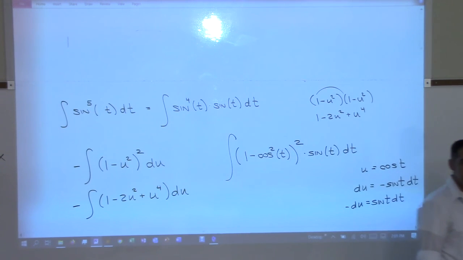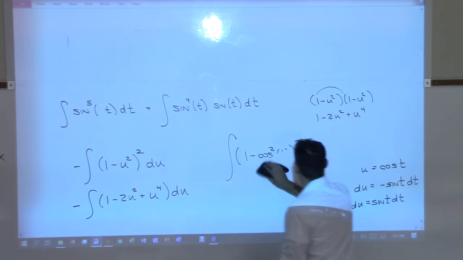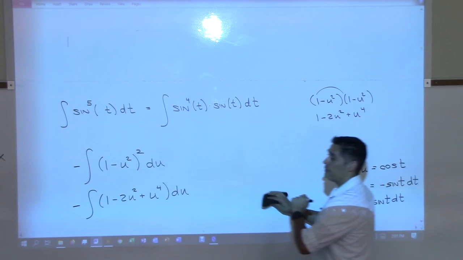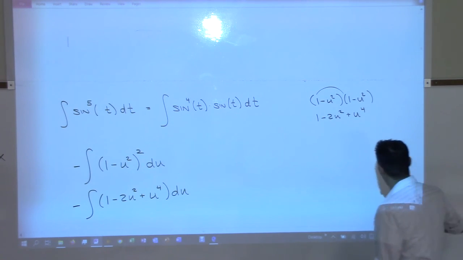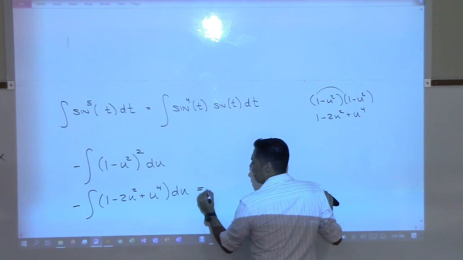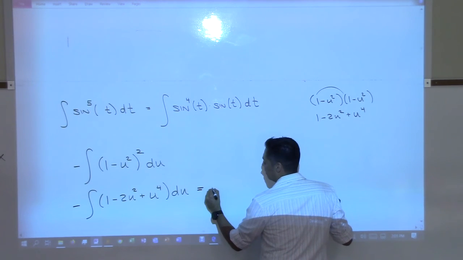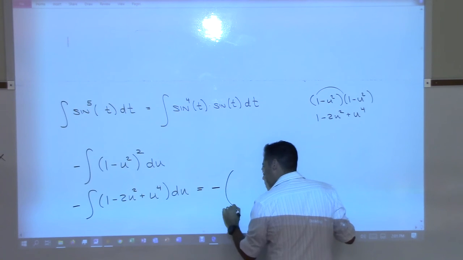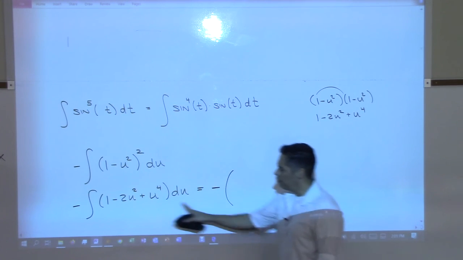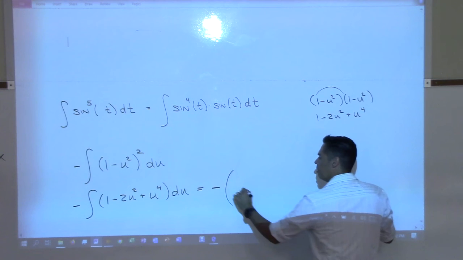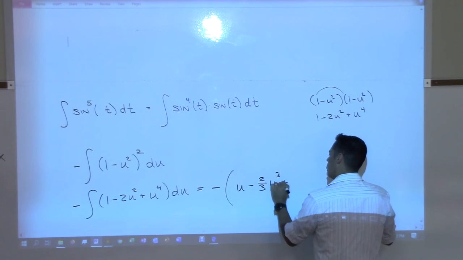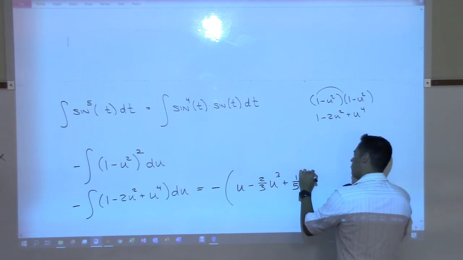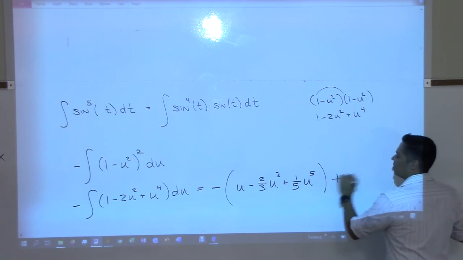That makes sense to everyone? And then put u back. Antiderivative first. Yep, antiderivative first. So now we go ahead and use our rules for antiderivatives. I'm going to have a negative on the outside. And then I'll put a big parenthesis here. Now we need the antiderivative of these three things, right? So u minus 2/3 u cubed plus 1/5 u to the 5th, and then plus our constant.